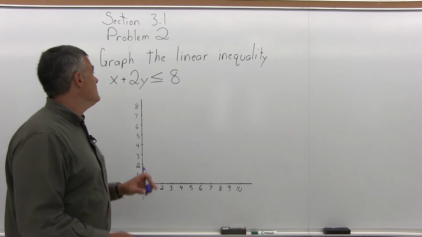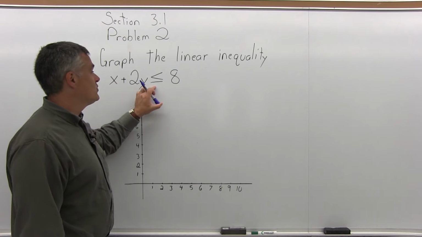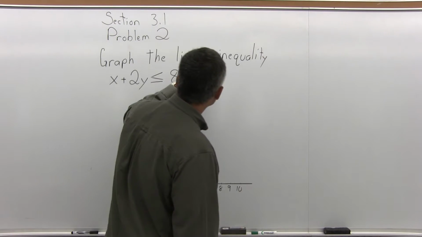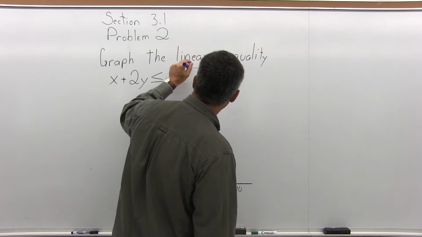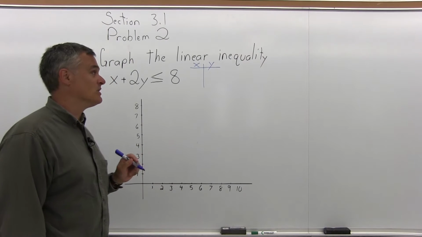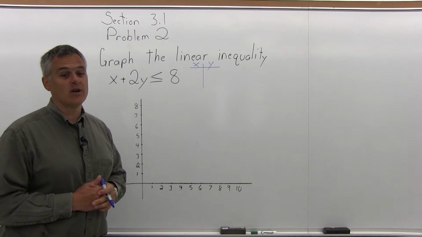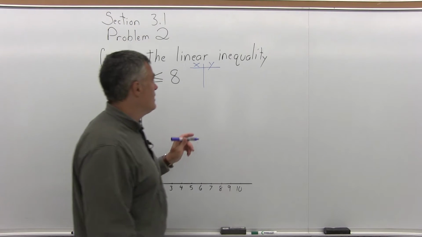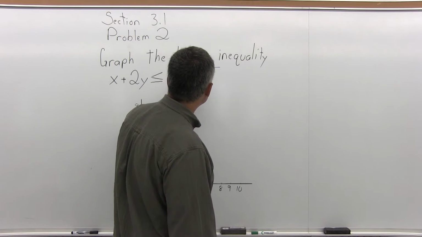Step 1 is pretend that this is just x plus 2y equals 8. Forget the inequality just for a minute, and find 2 points with x and y values that make that equation true when you pretend it's an equation. So what I do is I set up a little chart next to it. And you can find any values you want, but ones with zeros are especially easy.